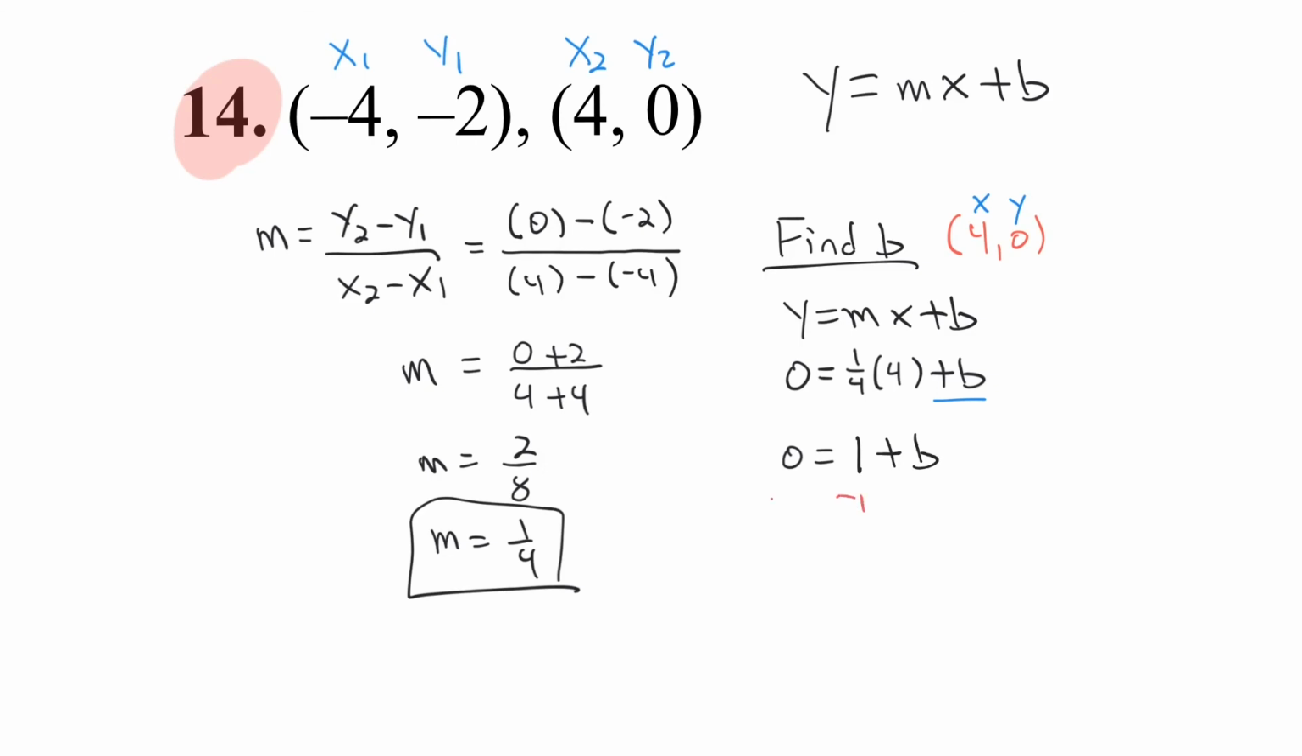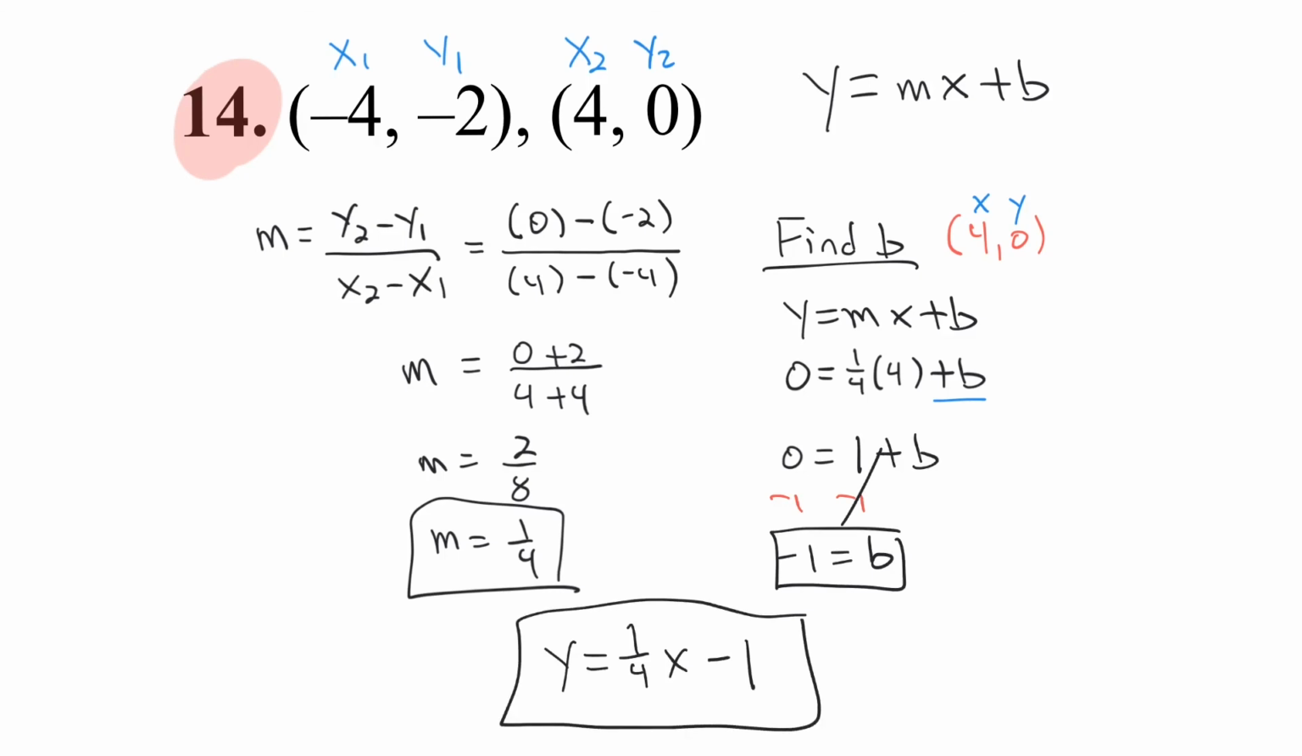You subtract 1 from both sides. So -1 equals b. So I know what my b value is and I know what my slope is. I'm going to put everything together. Y equals 1/4 x minus 1. So the equation of the line in slope-intercept form, y is by itself. Y equals 1/4 x minus 1. It has a slope of 1/4 and it has a y-intercept of -1.